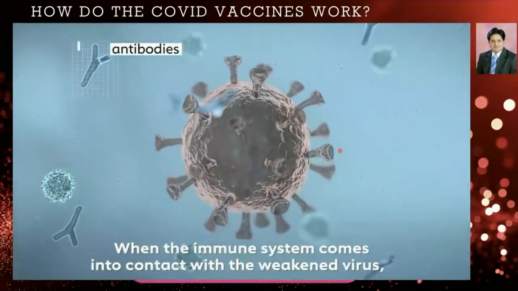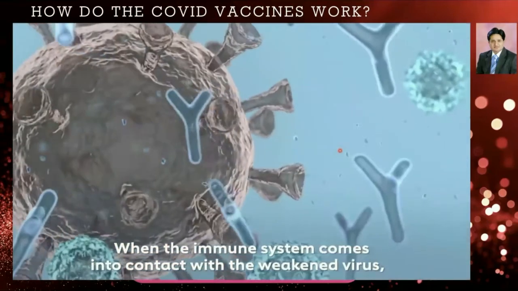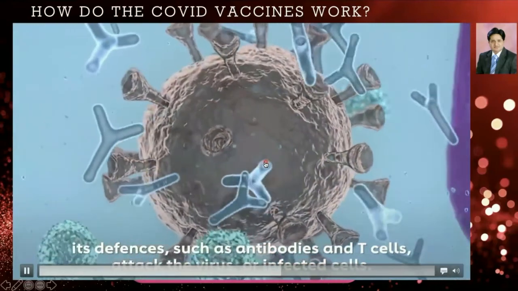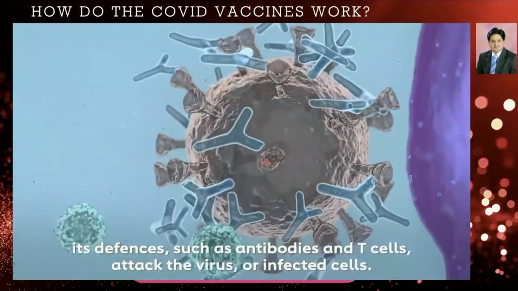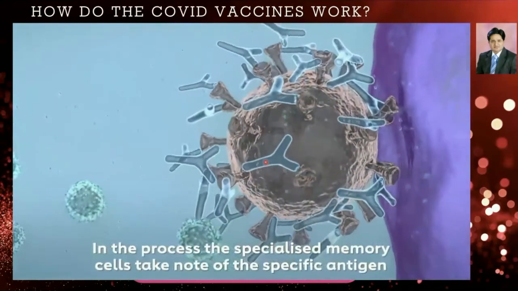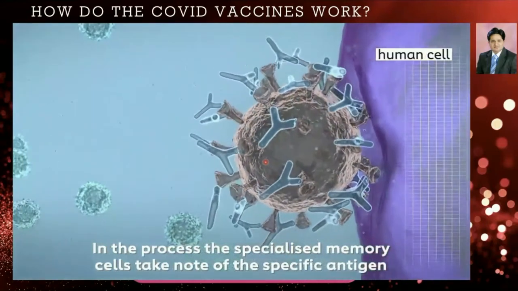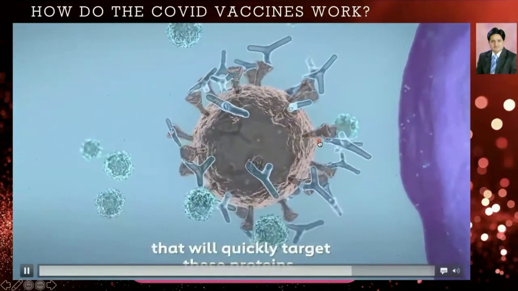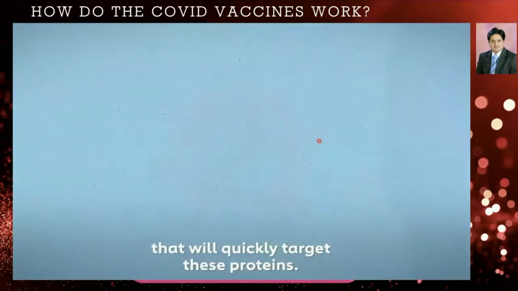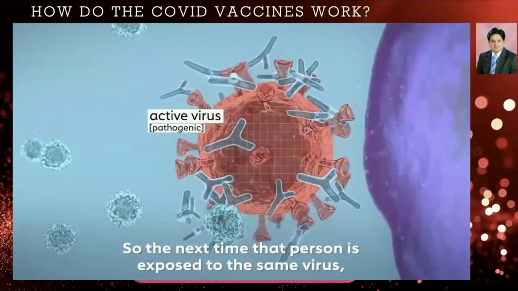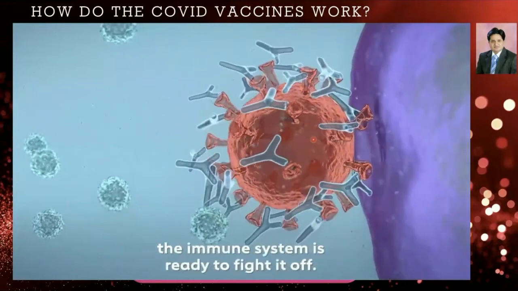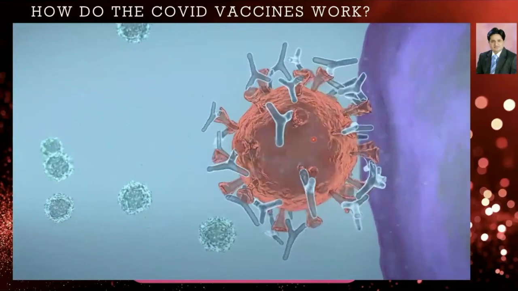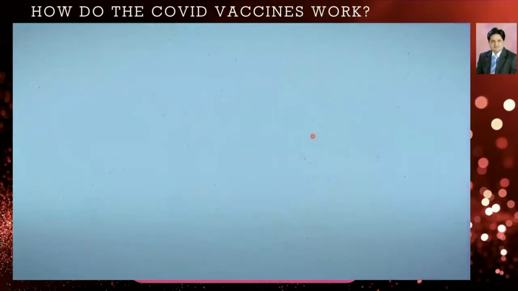Immediately, the immune system is triggered, and antibodies and T cells attack the virus. In the entire process, the specialized memory cells take note of the specific antigen. So next time when the person is exposed to the same virus, the immune system is ready to fight it off. Well, that's the entire mechanism by which these COVID vaccines work.